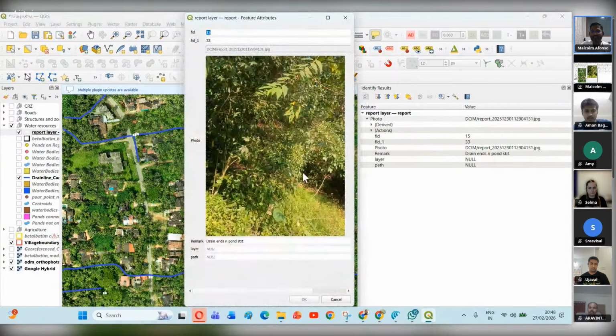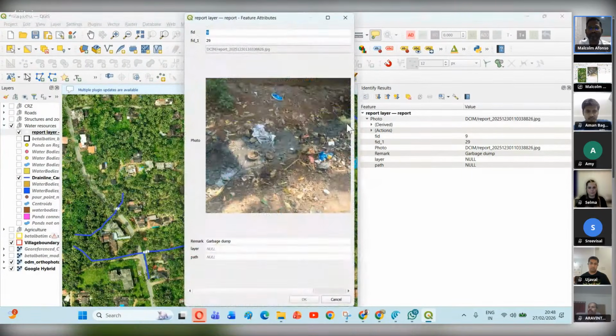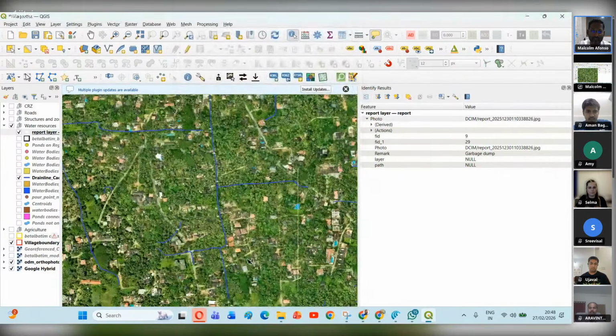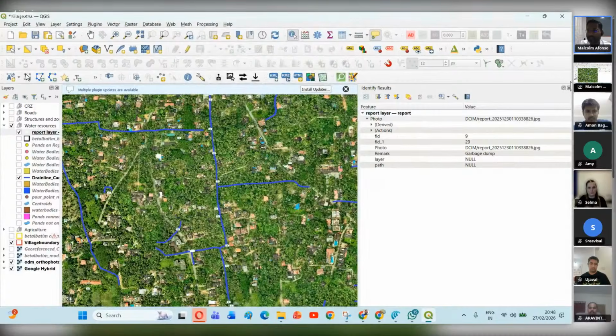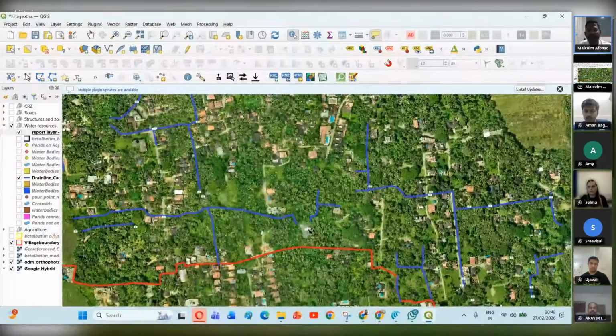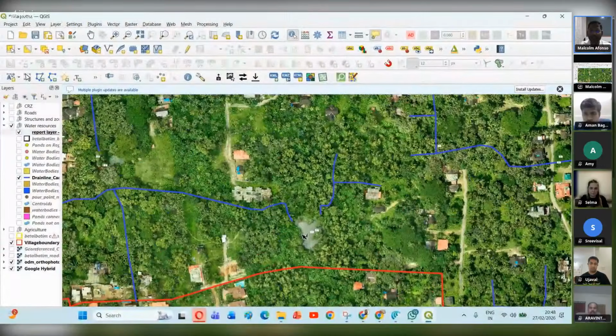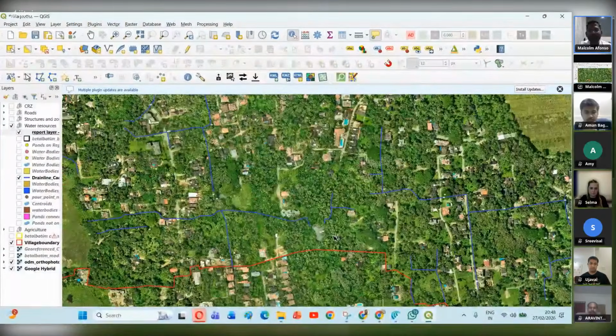You can see the photos geotagged at their location, which tells exactly the story of that particular location. So we saw situations like garbage, drainage choking, and all that. And another interesting thing we learned was that for the first time we could measure this drainage network. The entire network is about 12 kilometers in length, covering the entire village.